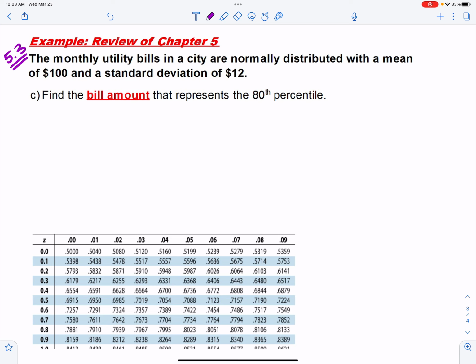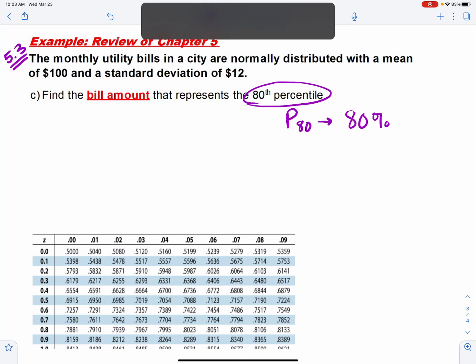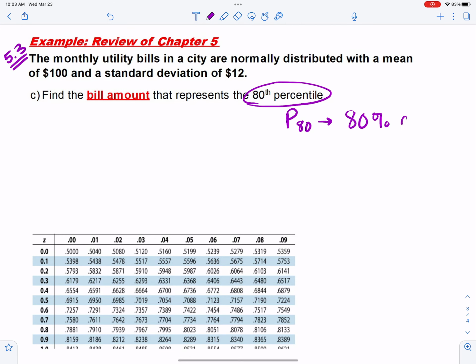All right, and there's two big hints here. One is that the information given, a percentile, is giving me an area under the curve. Specifically, anytime I'm looking at a percentile, the 80th percentile would be written P with 80 as a subscript. Percentiles give you the area to the left as a percentage. So the area to its left is 80%. And that's true for any percentile.